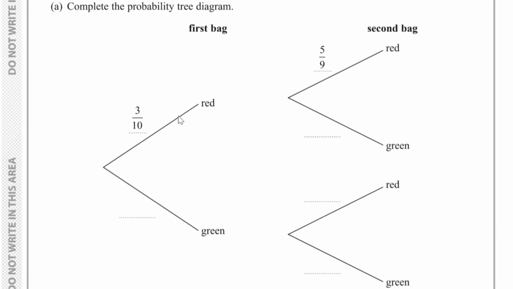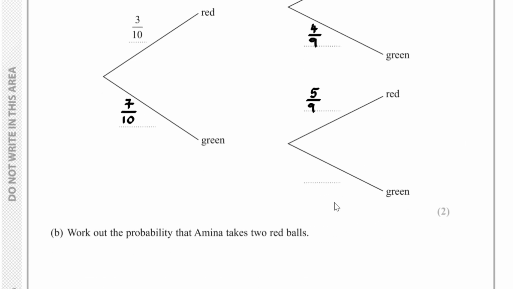Well, the probability of selecting a red is 3/10. We've got 10 in total from the first bag. So the probability of a green will be 1 subtract 3/10, which is 7/10. Now for the second bag, probability of red is 5/9, so the probability that it's not a red will be 1 subtract 5/9, which is 4/9. Now the probability of a red will be the same. We have 5/9, and the probability of a green will be 4/9.